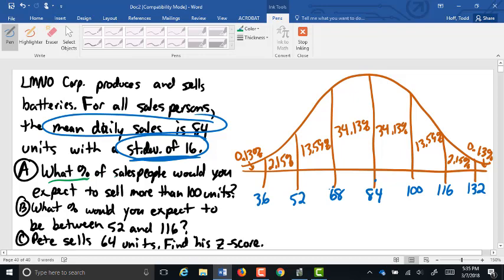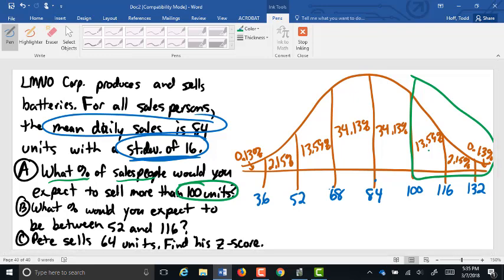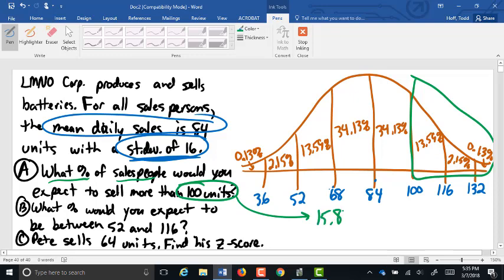What percent of salespeople would you expect to sell more than 100 units? Well, here's 100 units. More than would be over here. I would have to add up those percents. 13.59 plus 2.15 plus 0.13 is 15.87%.